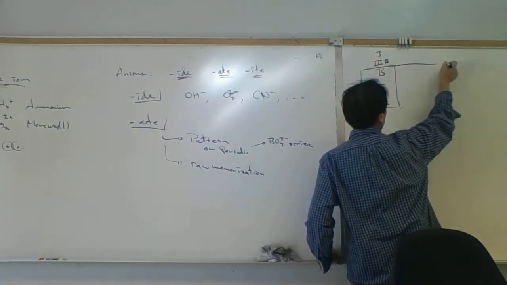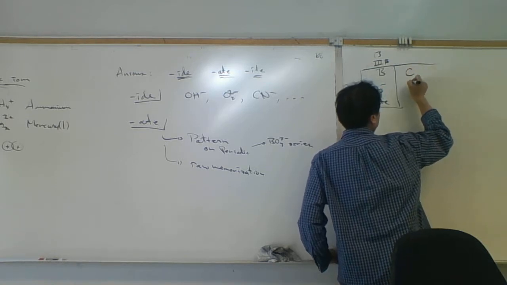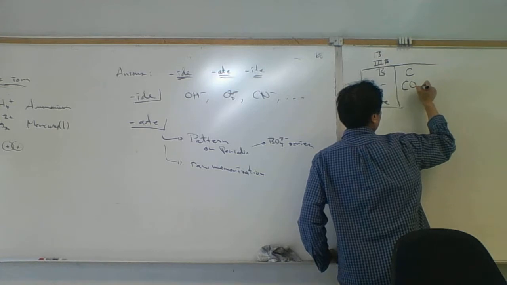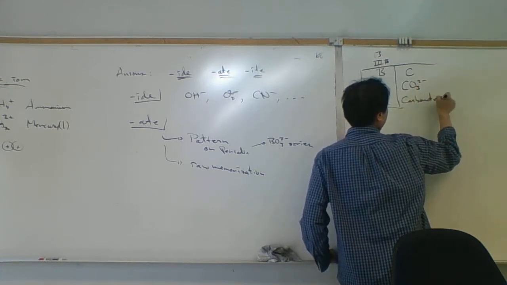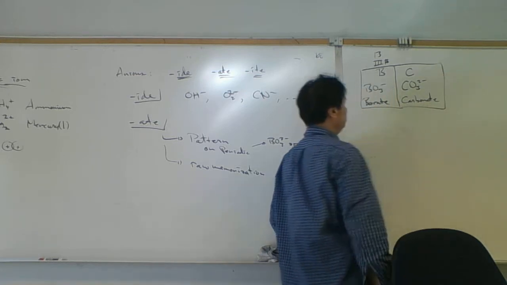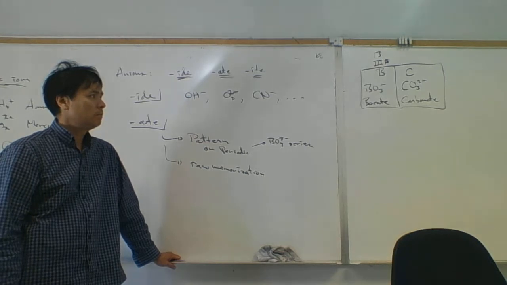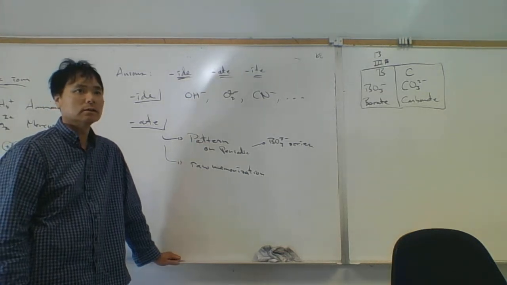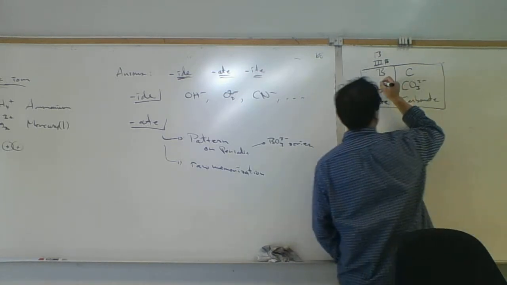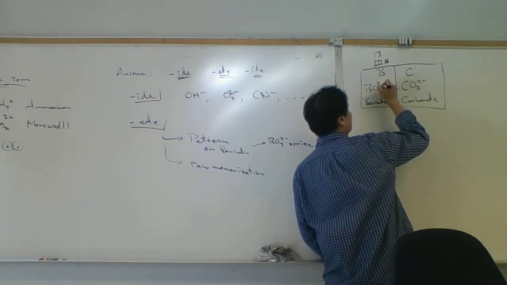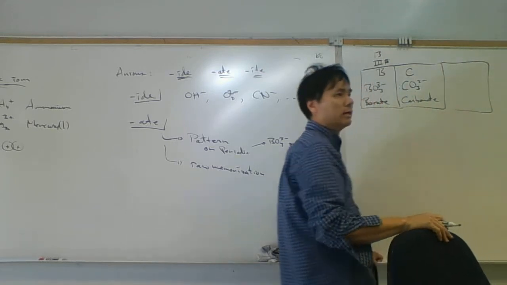What's next to boron? Carbon. And we have carbonate. Carbonate has this. It's NO3, 2 minus. And then next to carbon is nitrogen. Oops, this borate, I made a mistake here. Borate is BO3, 3 minus. And carbonate is CO3, 2 minus.